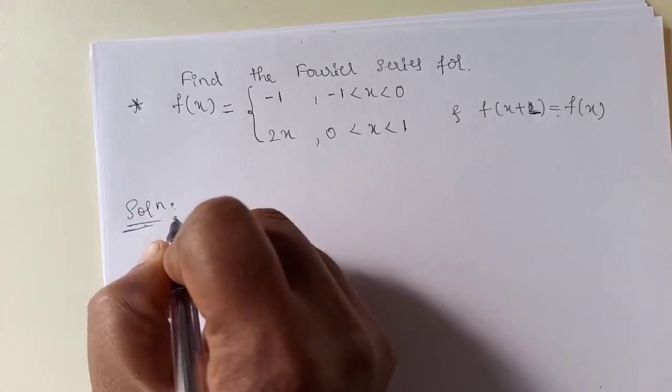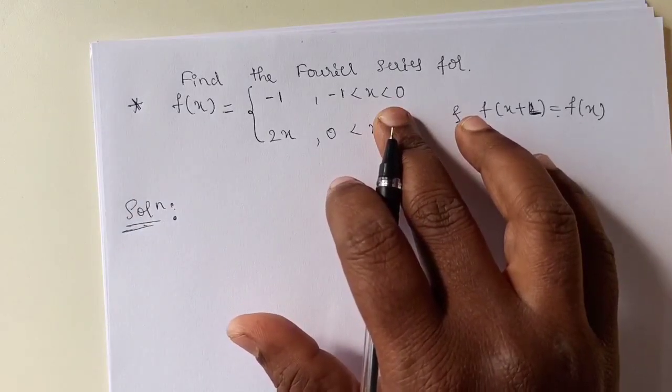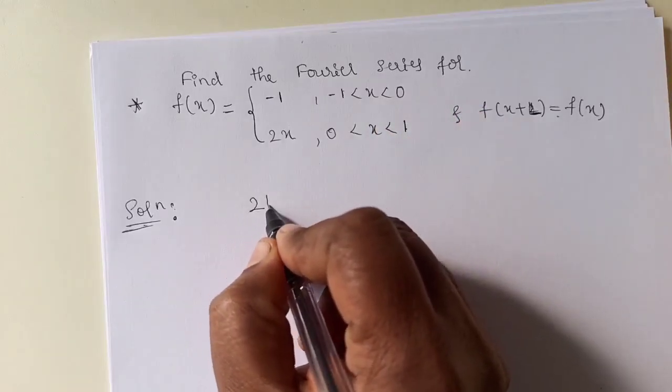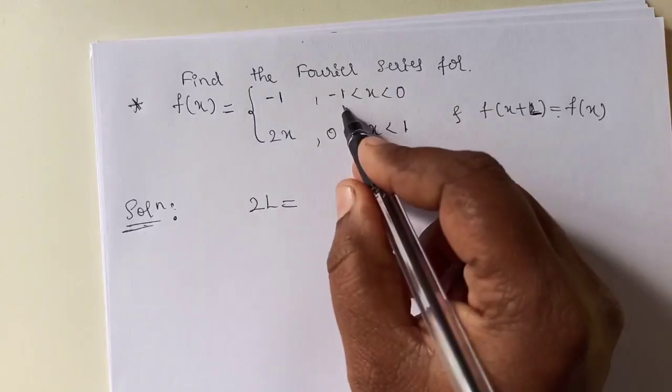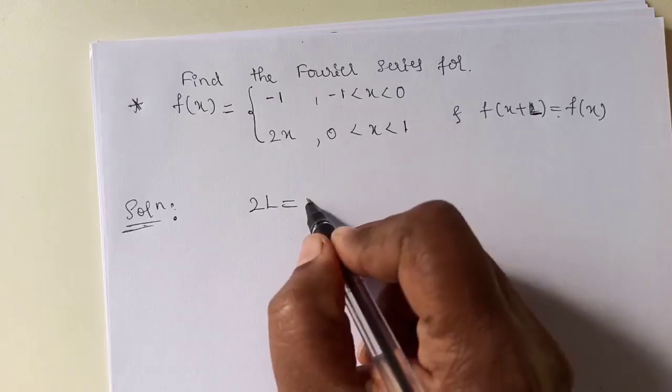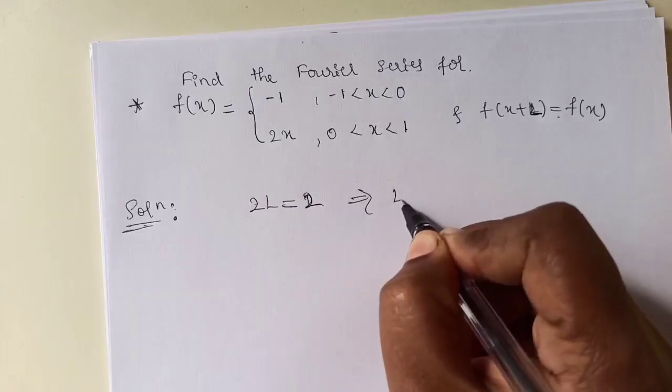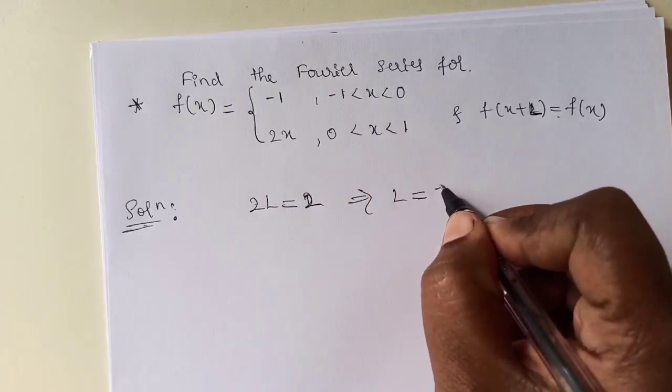For the Fourier constants we need the L and minus L values. Therefore first we calculate that L value. Given that 2L is equal to 1 minus of minus 1, which is equal to plus 1 plus 1, so 2L is equal to 2. So this implies that L is equal to 1.